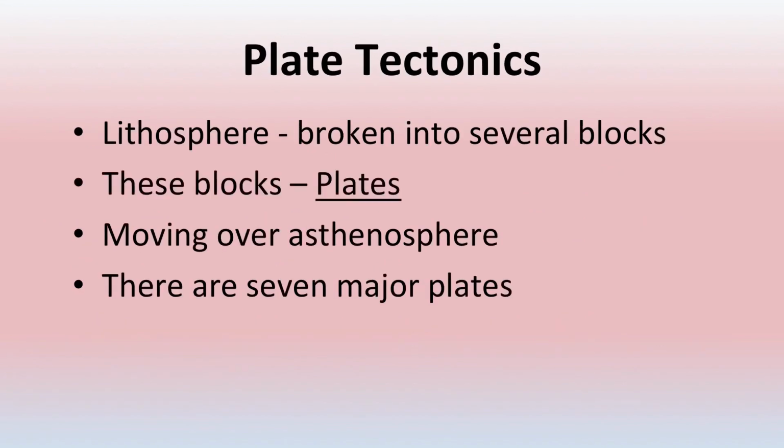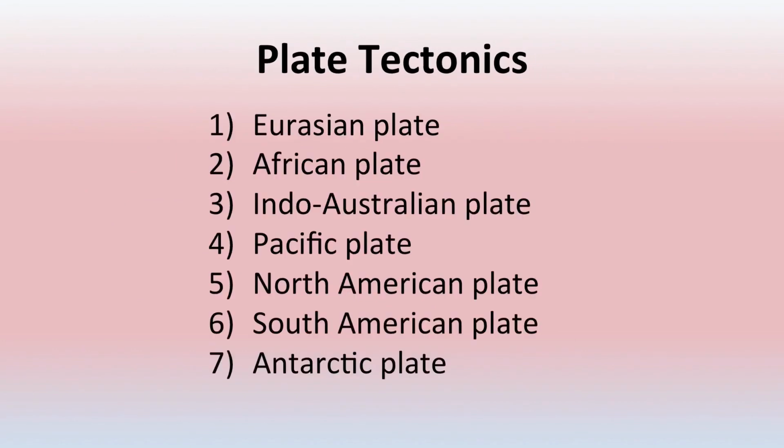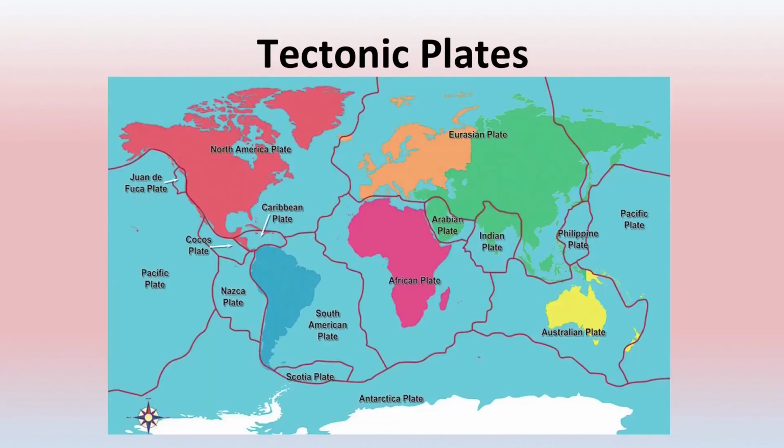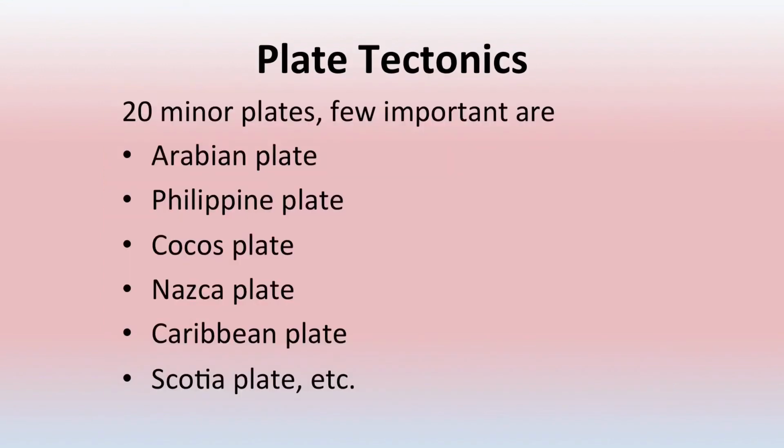Plate tectonics explains that the lithosphere is broken into several blocks, known as plates. These plates move over the asthenosphere. There are 7 major plates, whose names you can see here, and in the picture you can see the 7 major blocks or plates and a few smaller plates also. There are 20 minor plates, and a few examples are given here.